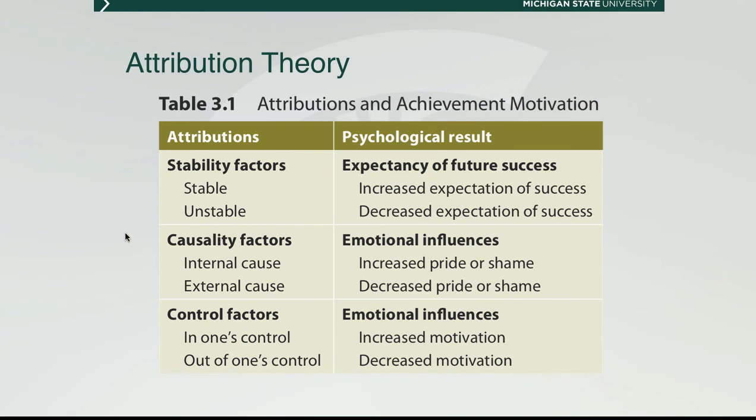So here's another take at this, okay? So if we're looking at attributions and achievement motivation, stable factors lead to increased expectations of success. If it's unstable, decreased expectations of success. Again, I'm not going to walk you through this whole table simply because I think they do a good job walking you through it in the book, and I think it's pretty straightforward. So definitely check this out in your textbook.